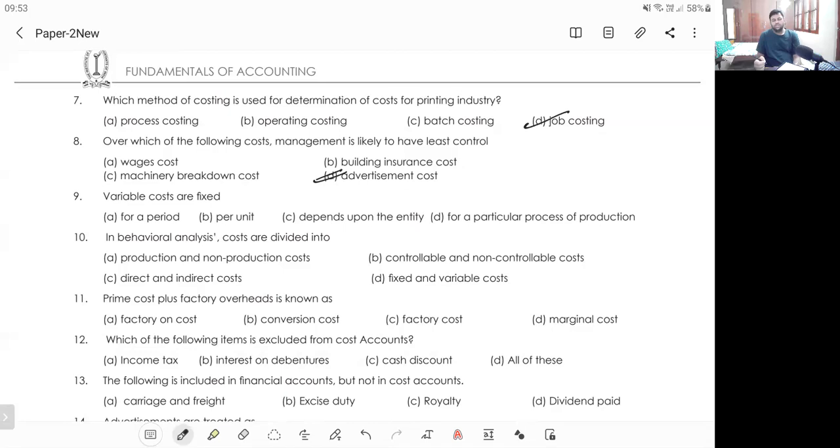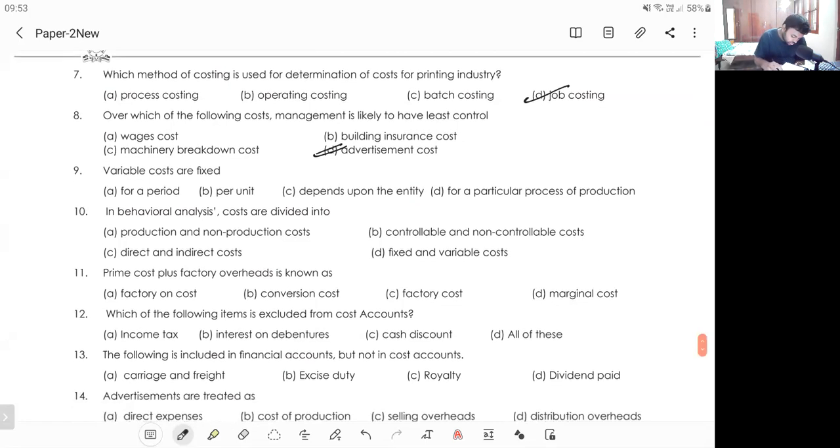So that's the reason you see even the known products like Santur, Rasna, all these people, even if they don't do advertisement, you people think that we'll purchase. No, we'll forget. So advertisement is something which cannot be controlled. Variable cost per unit is fixed. In behavioral analysis, cost is classified into fixed and variable.